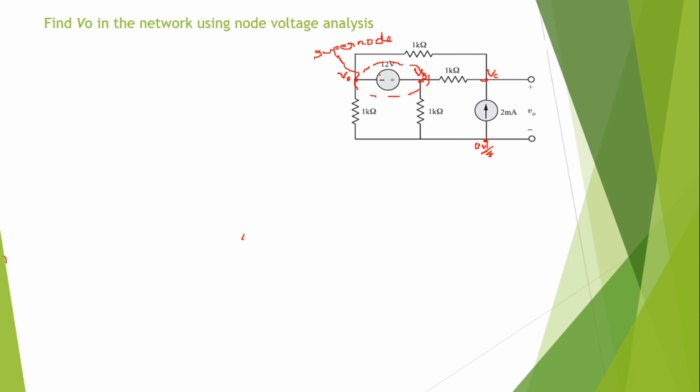Now see here, in this 12 volt voltage source, the positive side is connected to VB and the lower potential negative side is connected to VA. That means this 12 volt is applicable between VB and VA such that VB is the higher potential and VA is the lower potential. So I can write the equation as VB minus VA equal to 12 volt. I will consider this as equation 1.